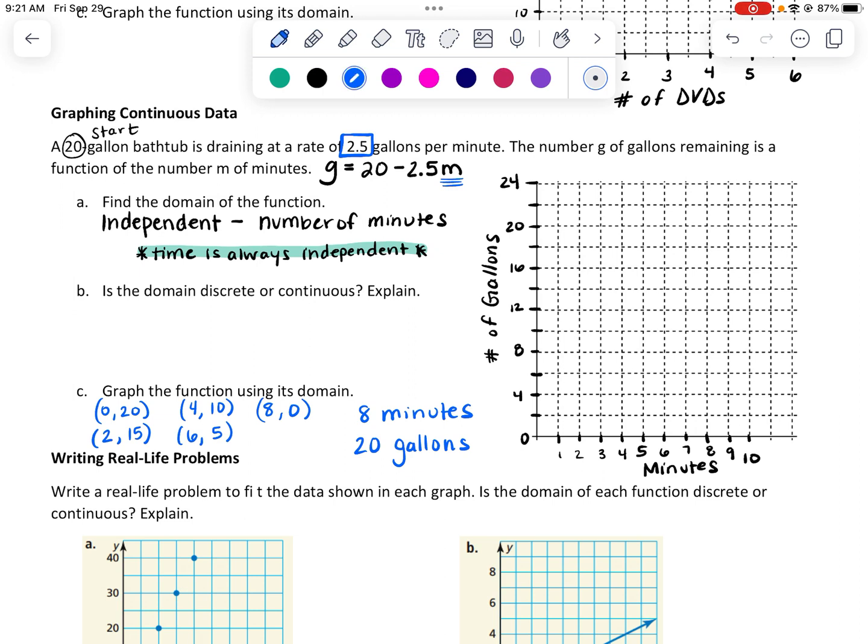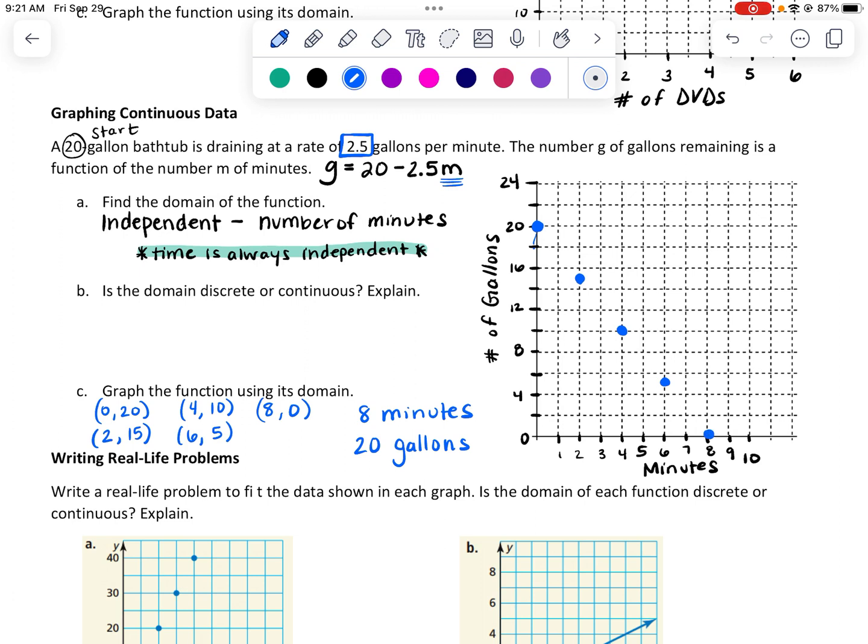Okay, so let's graph this. Again, if I drain the bathtub for 0 minutes, I start with 20 gallons. So I put my dot at 20. After 2 minutes, I would have 15 gallons. So 14, 15 right there. After 4 minutes, I would have 10 gallons. After 6 minutes, I would have 5. And 8, I would have 0.